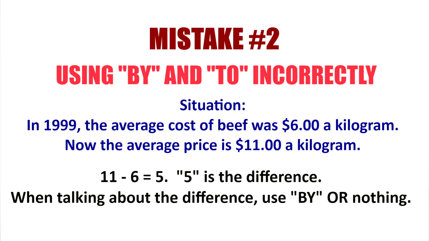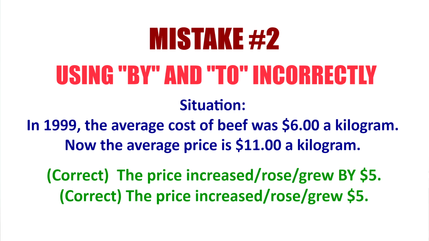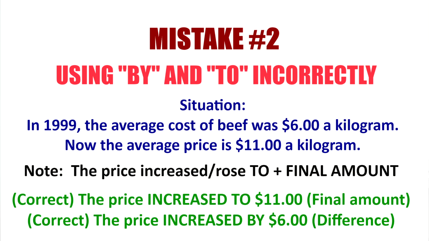Well, when we talk about the difference, we use by or nothing. So 11 minus 6 equals 5. I am good at math. So the price increased by $5. That's the difference. You could also say the price increased $5. However, for IELTS, I would keep by. However, if you use to, that is the final amount. The price increased from $6 to $11. Or the price increased to $11. That is the final amount.